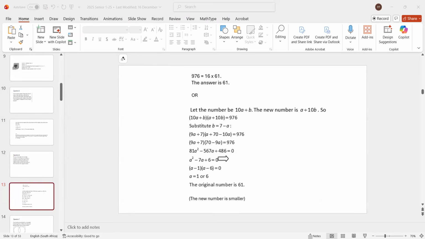And then you get a rather complicated quadratic equation in a, and you have to just observe that 81 goes into all these. This is 81 times 7. This is 81 times 6. And then you get a factorization. So a is equal to 6, and so on. All right. So you can see that is far more complicated than the common sense one.